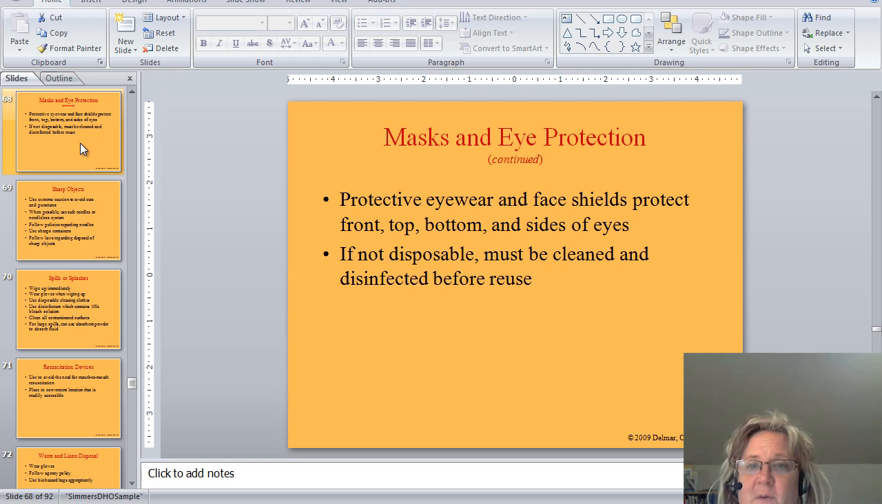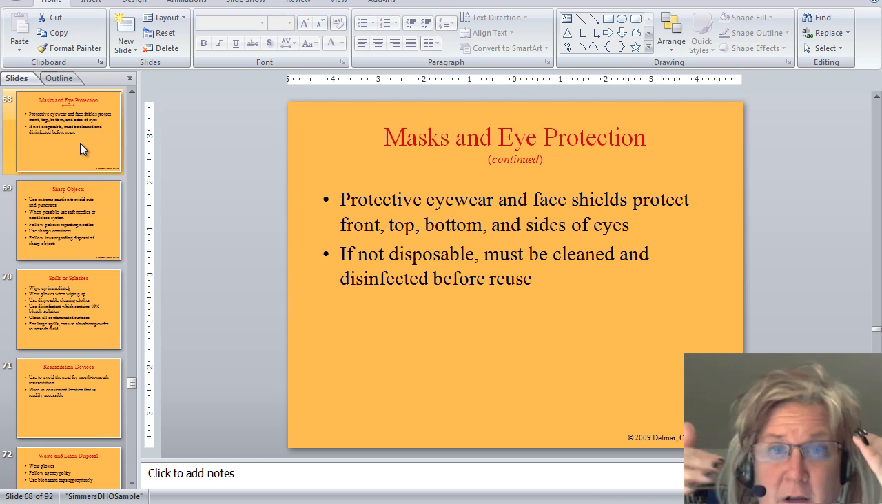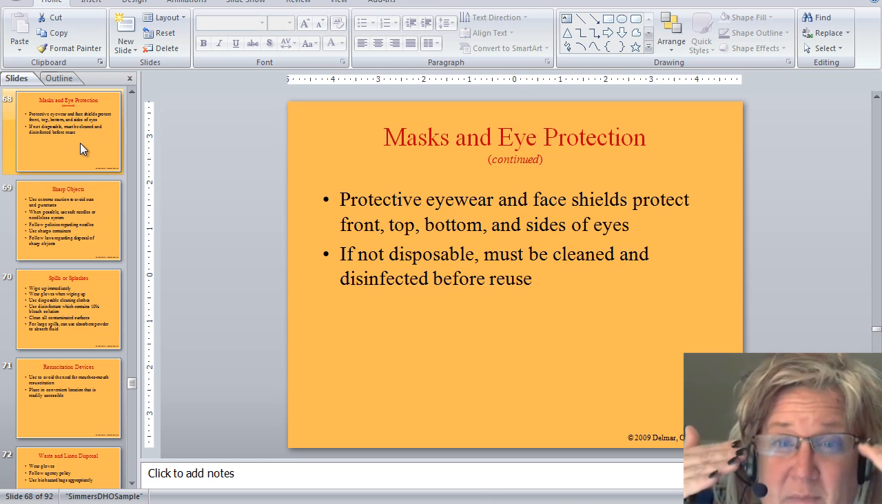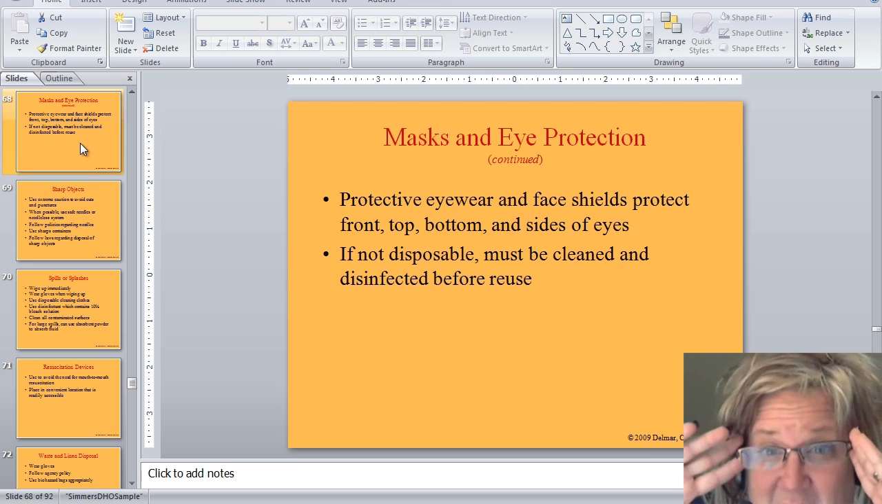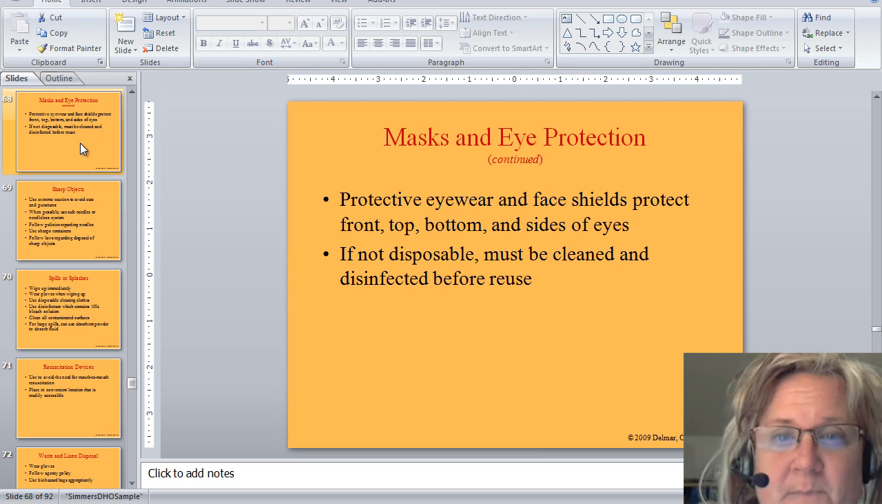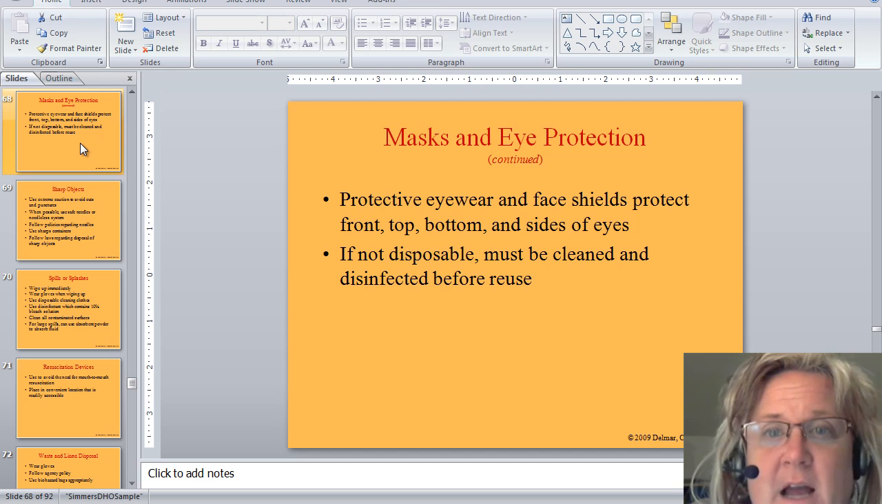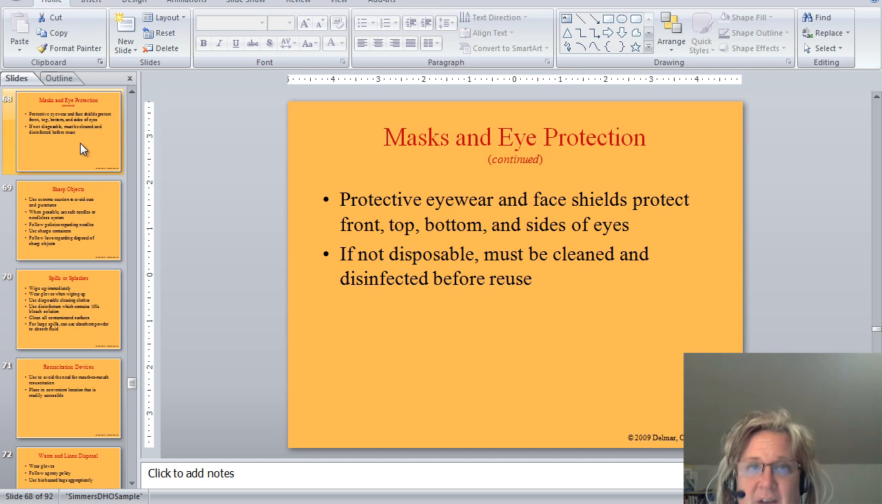Protective eyewear and face shields protect the front, bottom, and the sides of your eyes. I used to always like to wear my glasses at work because I felt that they were really protected, but they weren't really protected at the sides. Okay, if the eye protection and the masks are not disposable, they need to be cleaned and disinfected before reuse. And usually there's a place that does that. You don't have to do it.